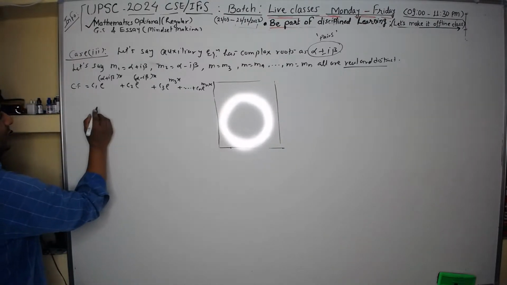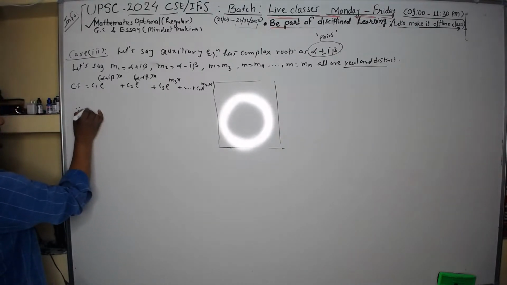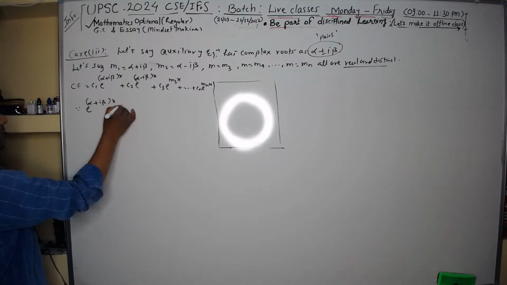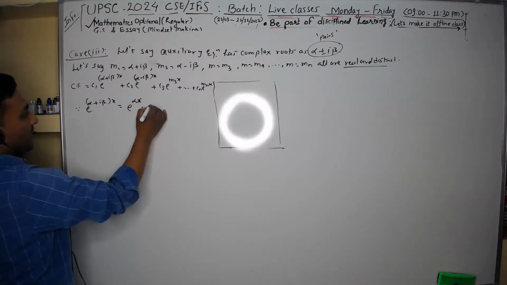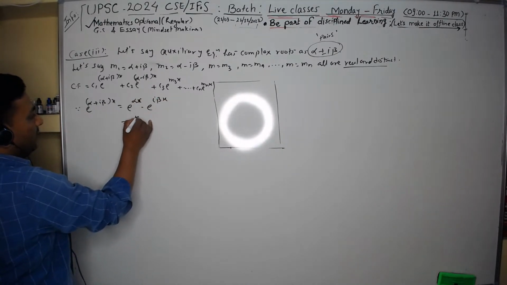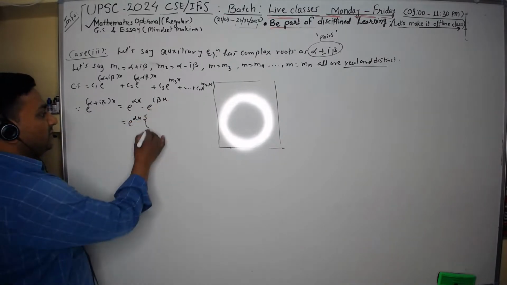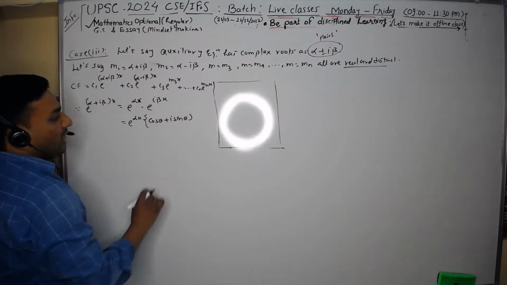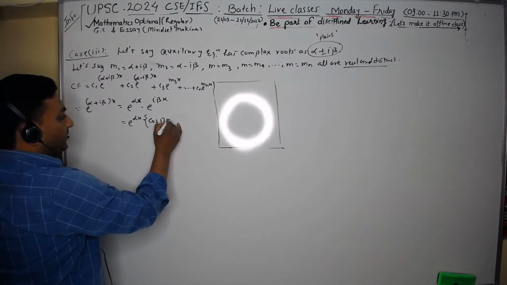Moreover, I am interested in opening this. Since e raised to the power alpha plus iota beta x can be written as e raised to the power alpha x into e raised to the power iota beta x. Since e raised to the power iota theta is nothing but cos theta plus iota sin theta. So theta is replaced by what? Beta x.